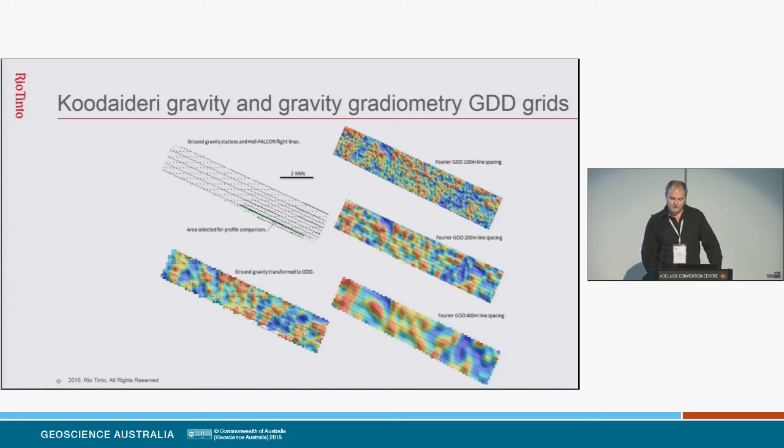The 100 metre Heli-FALCON data appears to have a high fidelity. However, the higher frequency noise component is a material distraction and complicates the interpretation. Also, the features parallel to flight direction, not present in the ground gravity equivalent or 200 and 400 metre GDD data, are a little bit of concern. And by that I mean these sort of things running this way, which is not in this data or this data or over here. Is it real? I'm not really sure.